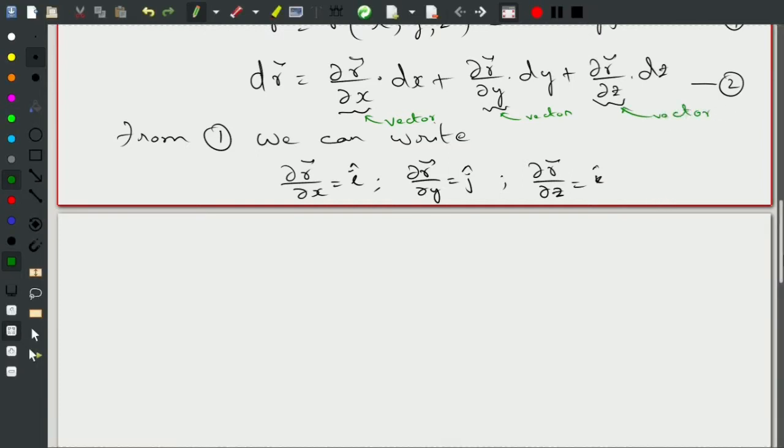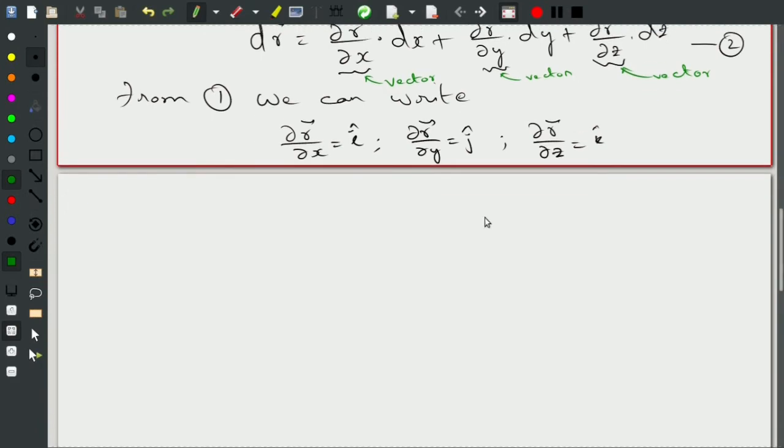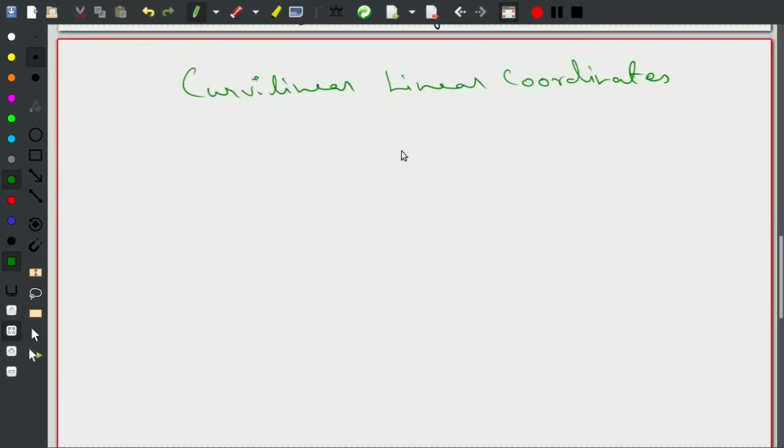So we borrow this idea and extend it to curvilinear coordinates, and there also we find these vectors, and from that we can derive the unit vectors for a different coordinate system. Okay, so these are the basic ideas. So let's move on to the curvilinear system. These are generalized coordinates, and we can represent them as follows.